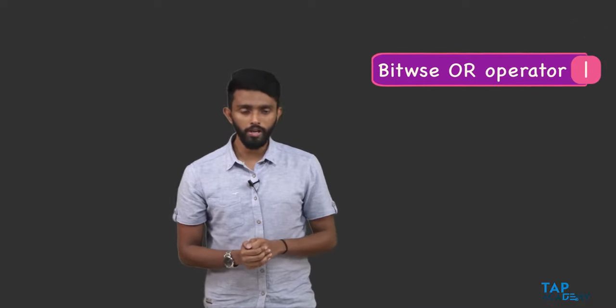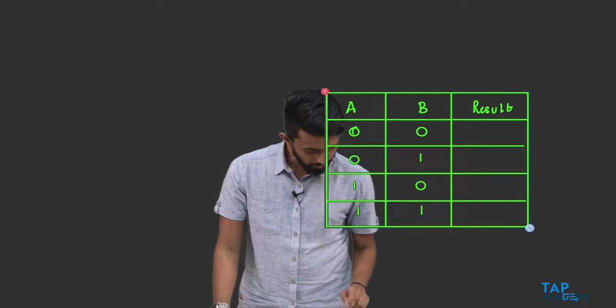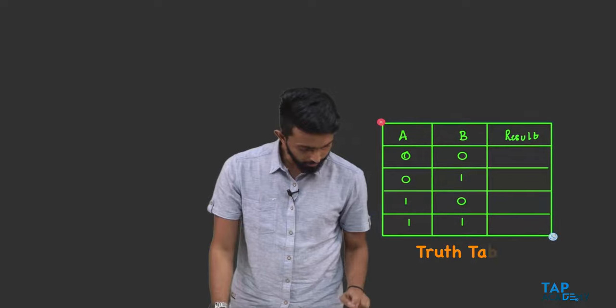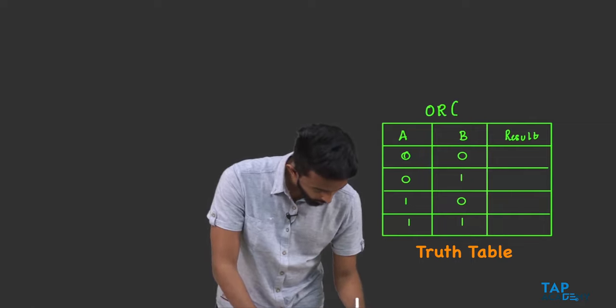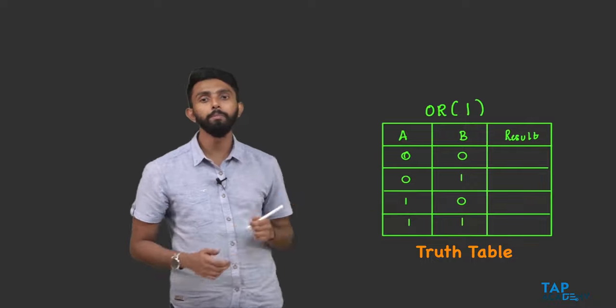Okay, so let's begin with the most fundamental bitwise operator, the OR bitwise operator. And this is how the symbol of it looks. Now, to understand bitwise operators, you must always make use of something called a truth table. Let us assume this is the truth table. This is the OR operator's truth table. So I'm just writing that here for you. This is the OR operator, and the symbol for OR is always one pipe that looks like this.